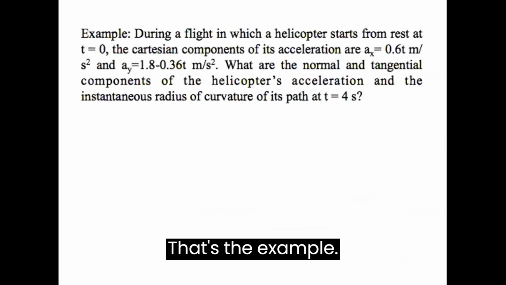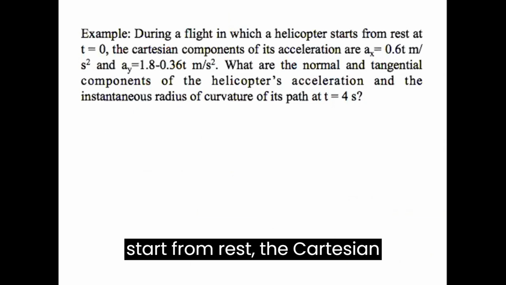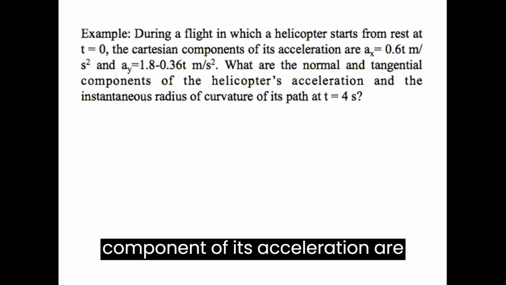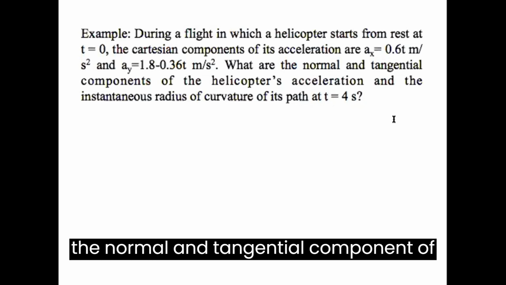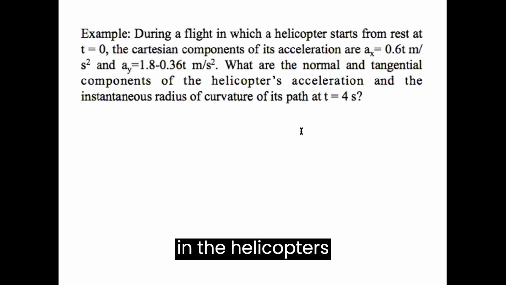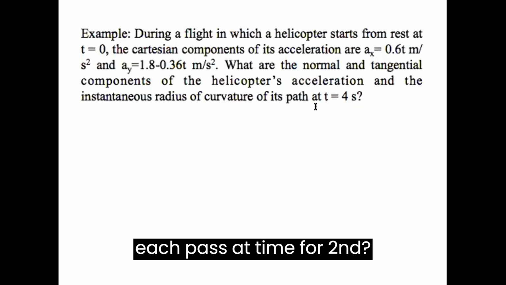Last example. During a flight in which a helicopter takes off from rest, the Cartesian components of its acceleration are a_x and a_y. What are the normal and tangential components of the helicopter's acceleration and the instantaneous radius of curvature of its path at time 4 seconds?